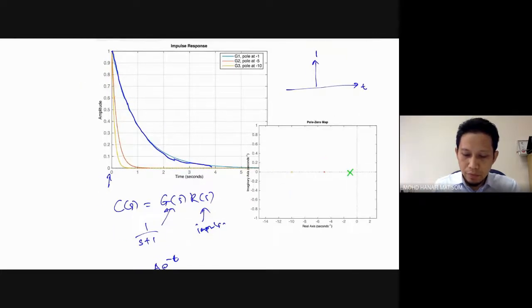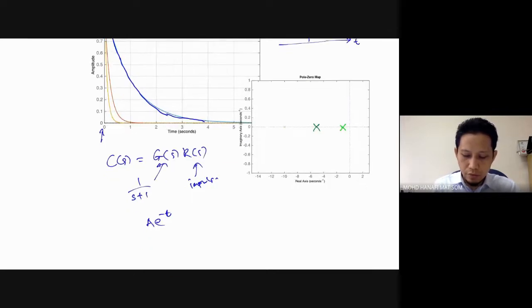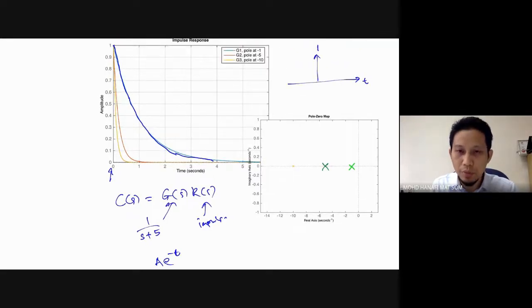And when we have the other system, now we have negative 5. Okay, we change our system to negative 5. What we have here now becomes S plus 5. So when we plot it, as we give the impulse input to the system 1 over S plus 5, you will get the red line. You will get the red line.